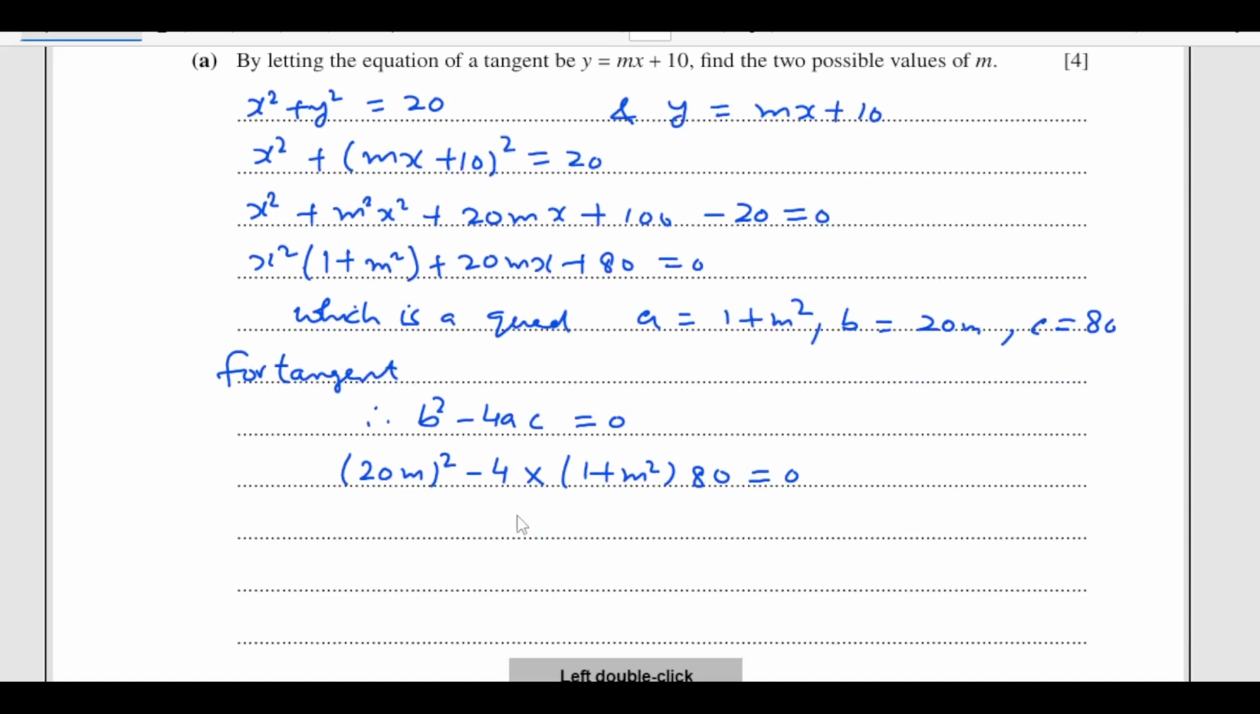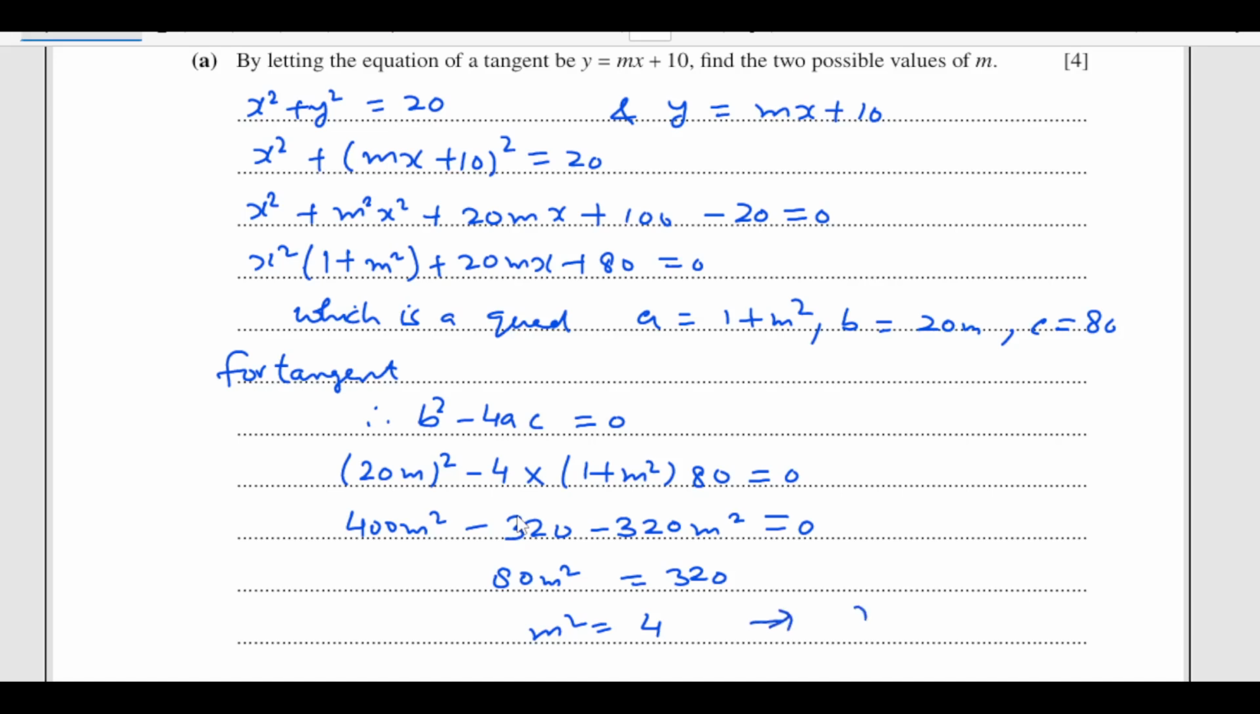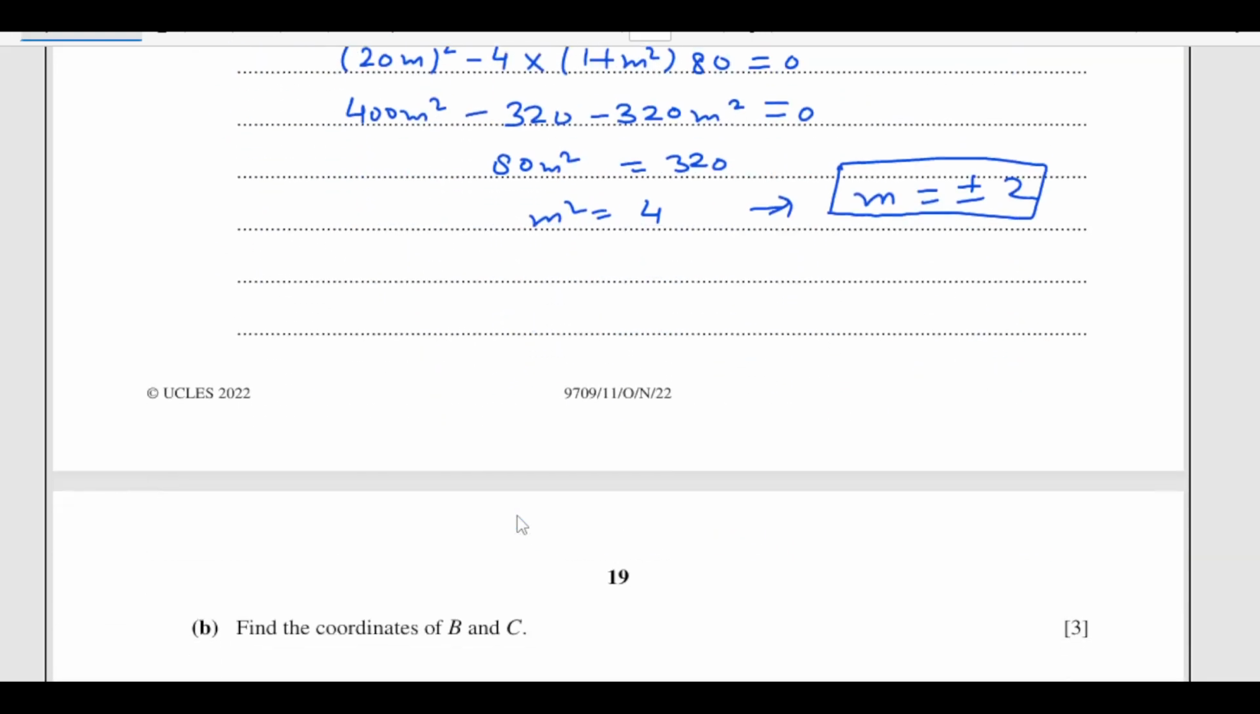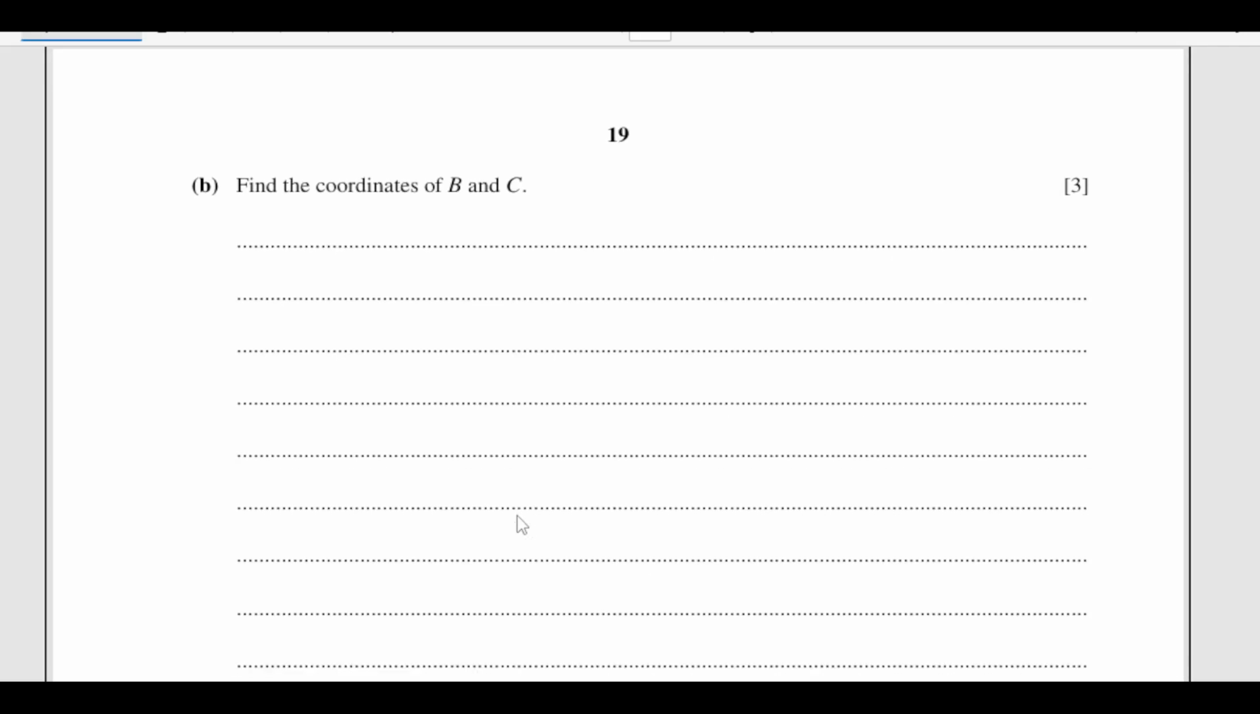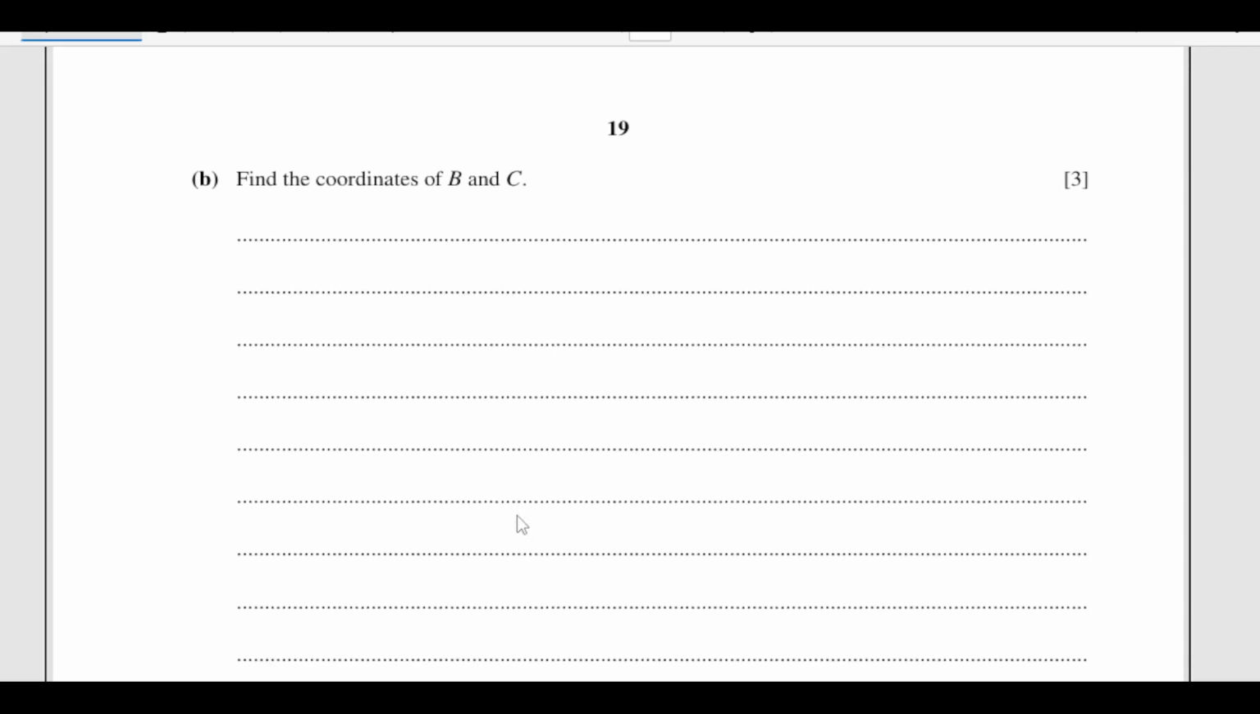So this is 400 m squared minus 4 times 80, that is 320, minus 320 m squared equals 0. So this is 80 m squared equals 320 and m squared is equal to 4. That gives us m equals plus minus 2. So this is the value of m, right? Now part B, find the coordinates of B and C.